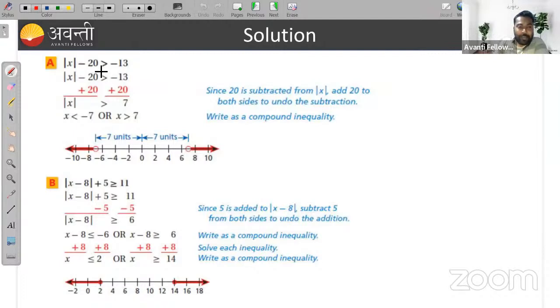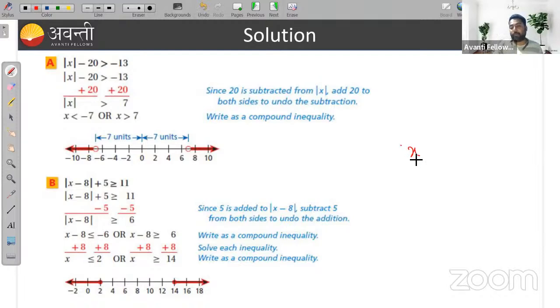Mod of x minus 20 is greater than 30. And what do you have to do first? Add 20 to both sides of the inequality. If you add 20 on the left-hand side, then you have to add 20 on the right-hand side as well. After adding 20, what are you getting? Mod x is greater than 50.